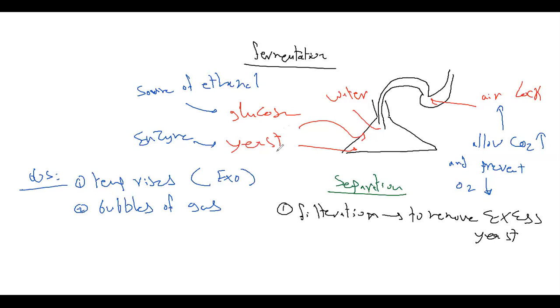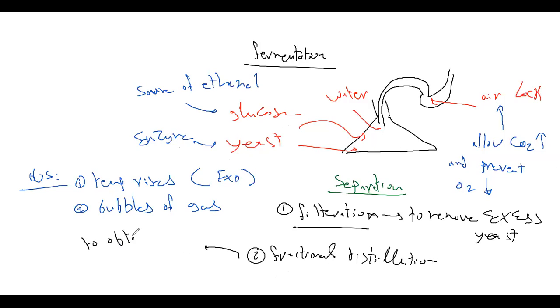For the yeast, you'll find that this enzyme or biological catalyst has an optimum temperature. After 40, it will be denatured or destroyed. So we have remaining yeast, and we make filtration to remove the excess yeast. Number two, fractional distillation, to obtain ethanol from aqueous ethanol.